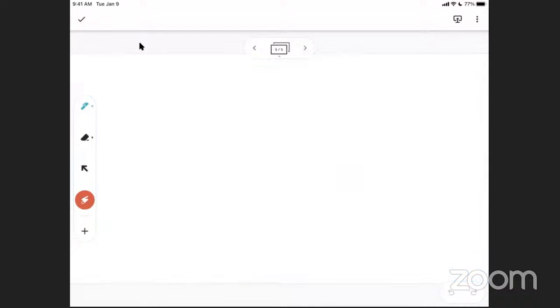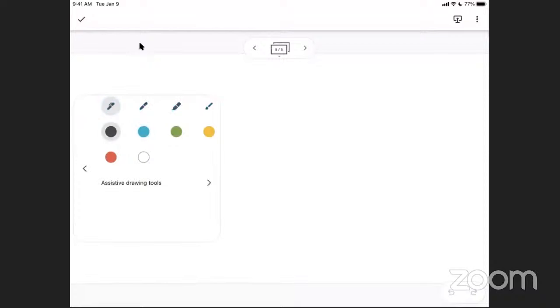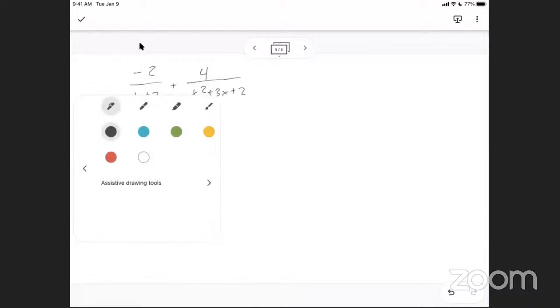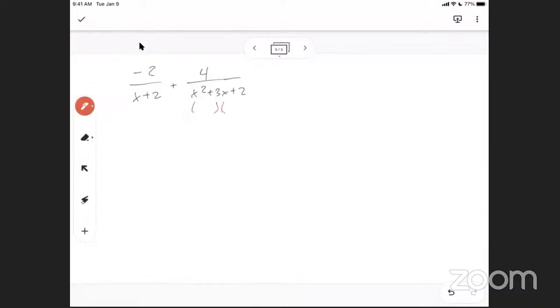All right, what's next? -2 over x plus 2 plus 4 over x squared plus 3x plus 2. Okay, so when I simplify this, again, let's factor. One of them is going to be x plus 2, and the other one's going to be x plus 1. And hey, look at what I have here. I have an x plus 2 already here, a factor of x plus 2. So what do I have to do to get a common denominator between this and this?